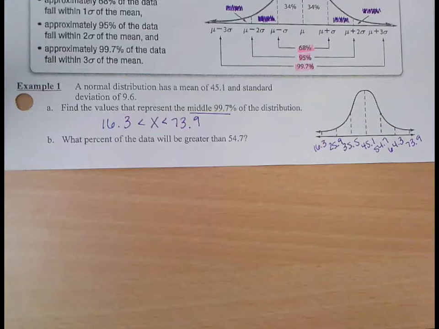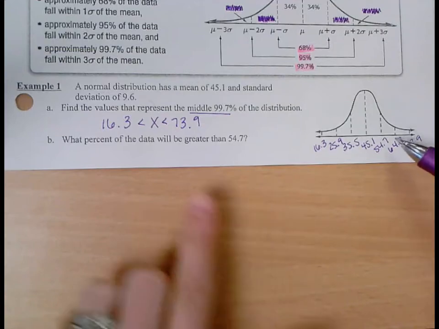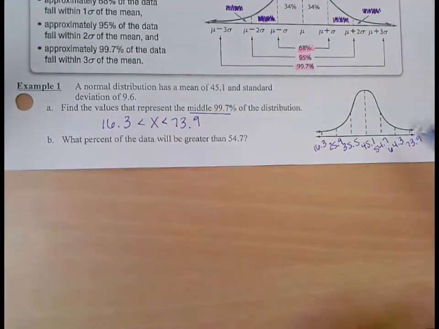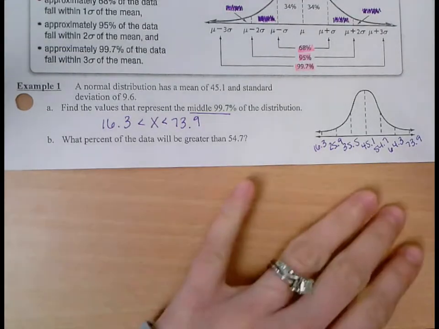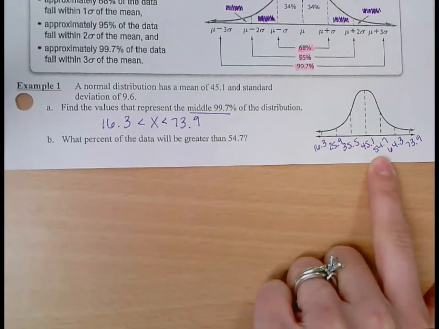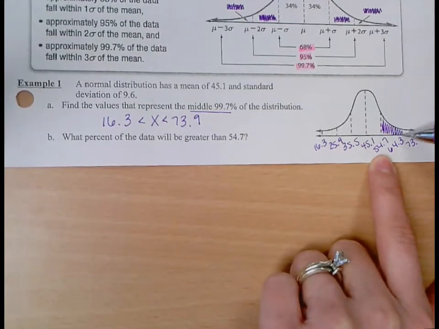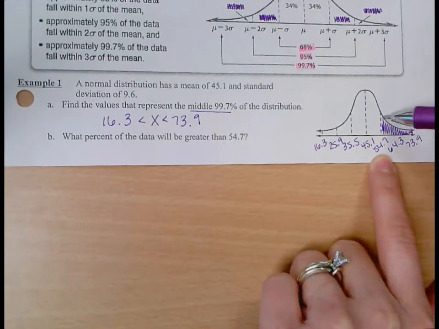Okay, and then for part B, it says what percent of the data will be greater than 54.7. Since this is the last question, I'm going to shade on here what it's looking for. So I find 54.7 on my axis, and any value greater than that, this area, is what I'm looking for, this probability.